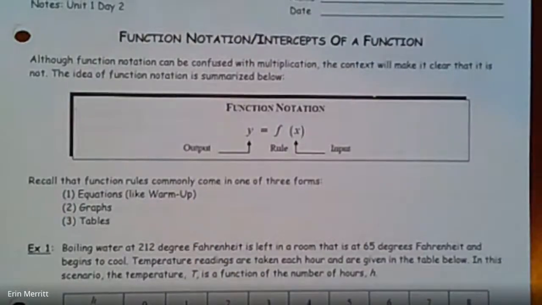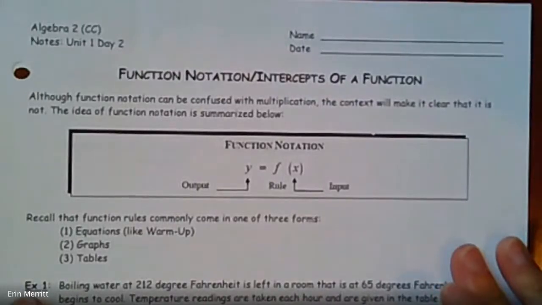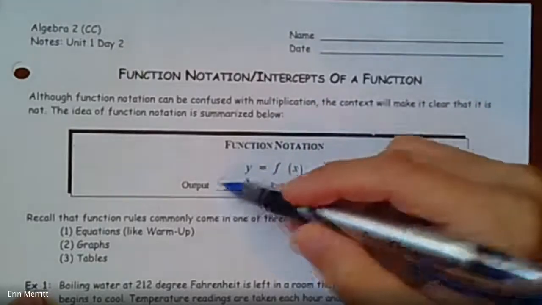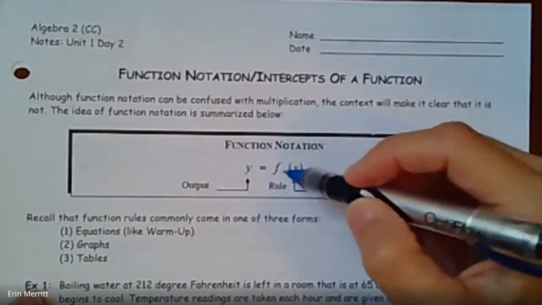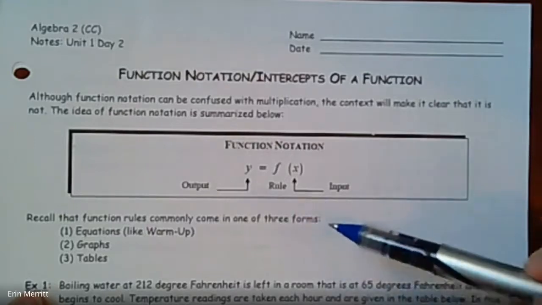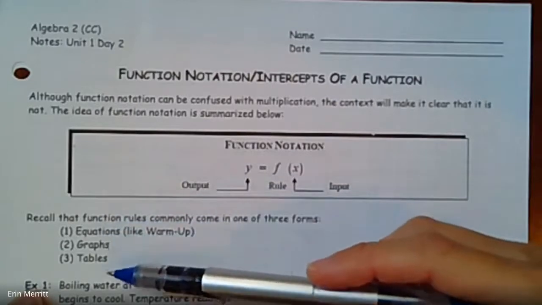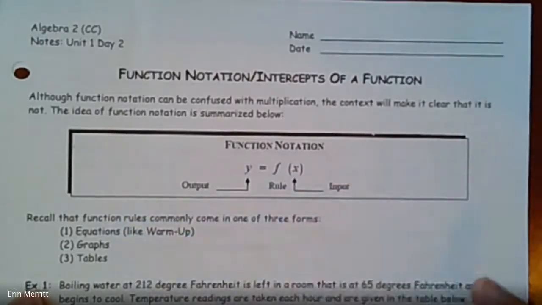Hi guys, day 2 of unit 1. So we're talking about function notation and also the intercepts of a function. Top part of this is just a little reminder that x is the input, y becomes the output, and y and f of x are synonymous with one another. Recall, function rules come up in 3 forms: equations, graphs, tables. Don't worry about the warm-up part of it.